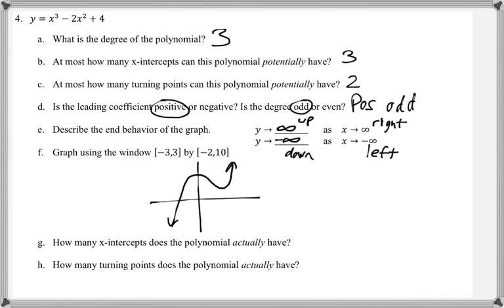So how many x-intercepts does the polynomial actually have? Well, only one. How many turning points does the polynomial actually have? We have one here and one here, so that'll be 2.